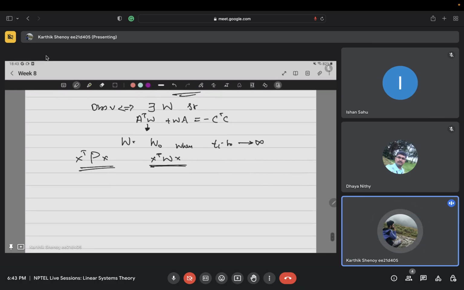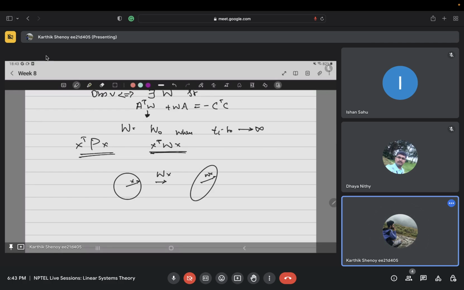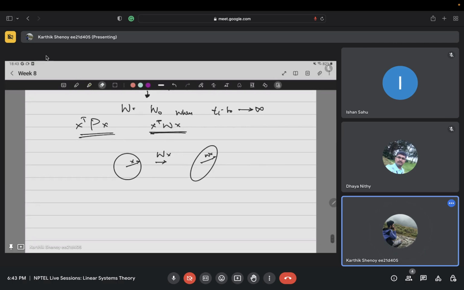In the last class we saw how this Gramian transforms a circle into an ellipse. You take any vector X, you will get W times X. If it is full rank you will get an ellipse. There will be a major axis and a minor axis, scaled by lambda 1 and lambda 2. Let us take these as V1 and V2, so this is lambda 1 V1 and this is lambda 2 V2.